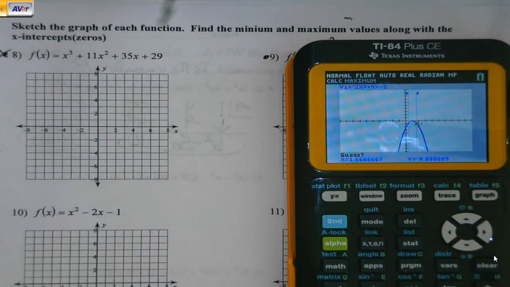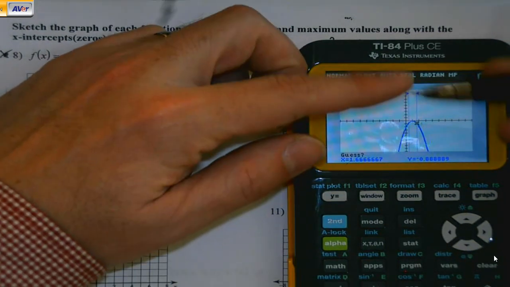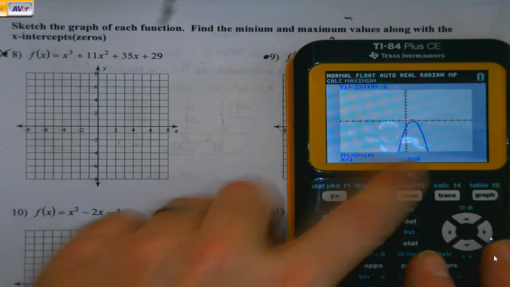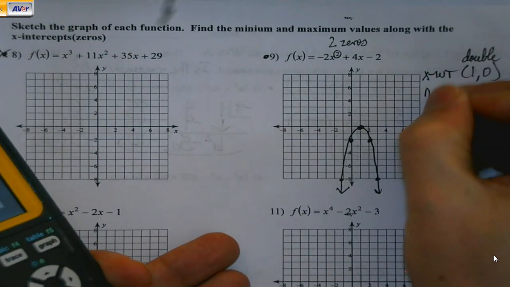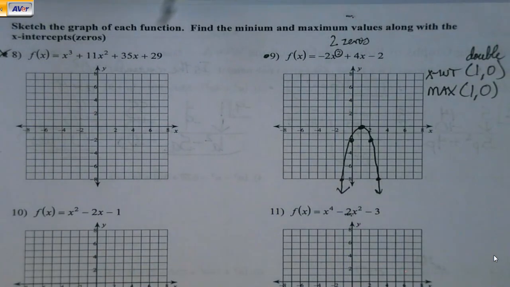Our trap is now set to find the maximum. I got it surrounded on both sides. And we're going to hit enter one more time to catch it. And it says my maximum is also at 1, 0. Now, does that happen often where they're the same? Not really. But it will happen sometimes, which is one of the reasons I thought this would be a good one for us to check out as far as that goes.